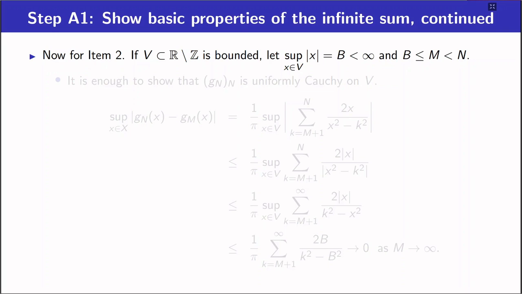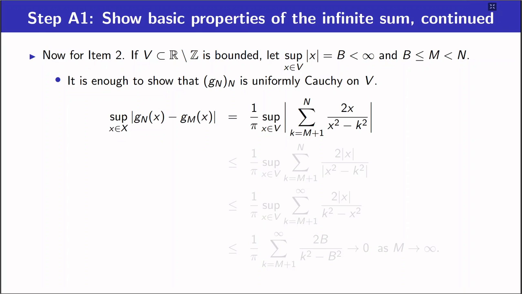For item 2, we need to show that the sequence of functions G sub n is uniformly convergent on bounded subsets of its domain. To this end, let V be a bounded subset of R minus Z, and B be the supremum of the absolute values of x in V, and m and n be integers where B is less than or equal to m, which is less than n. To prove uniform convergence on V, it suffices to show that the sequence G sub n is uniformly Cauchy on V. That's not too bad.